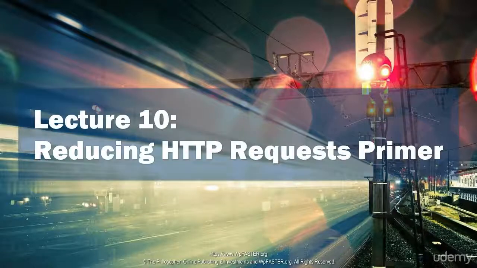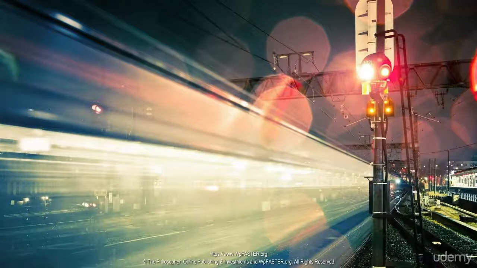Let's pick up right where we left off in the previous lecture and talk some more about reducing the number of HTTP requests with which a browser must contend, what HTTP requests are, and why reducing them to as small a number as possible is foundational to the WordPress web performance architecture you will learn how to implement in future course lectures. An HTTP request, so what is that?